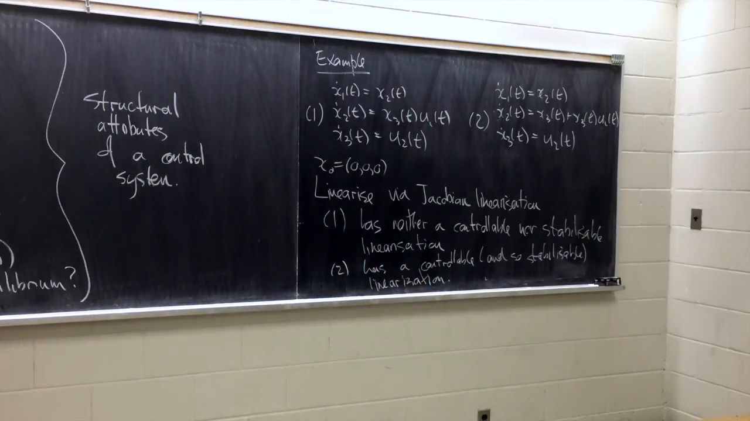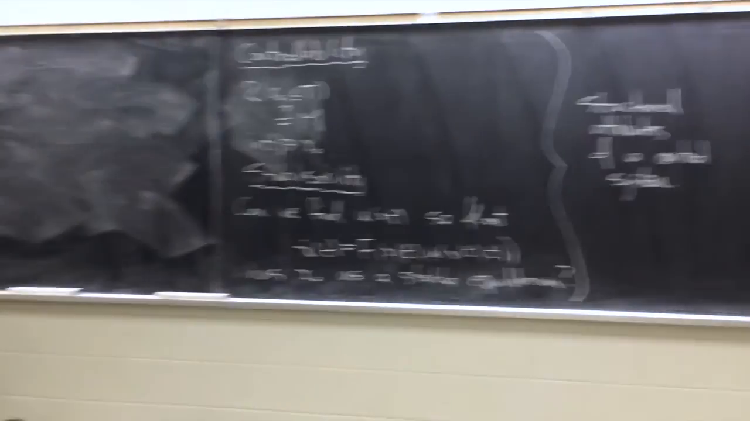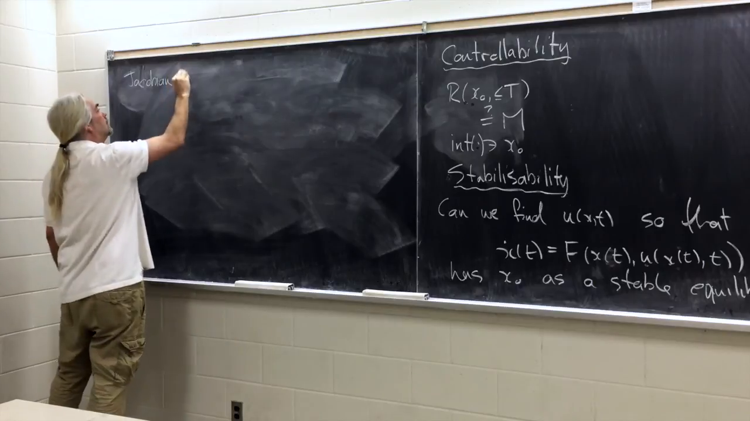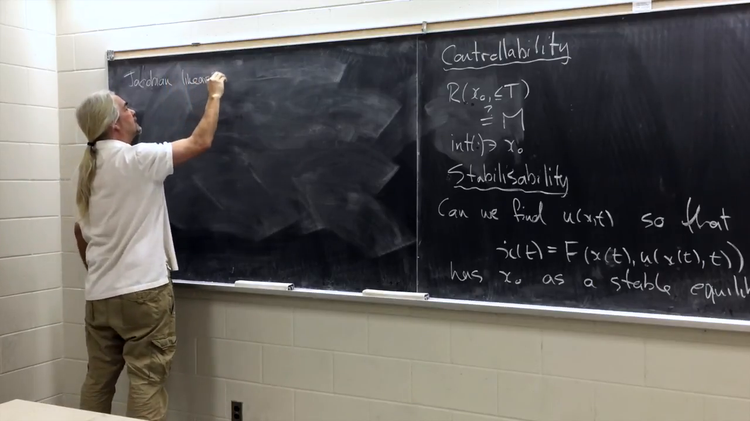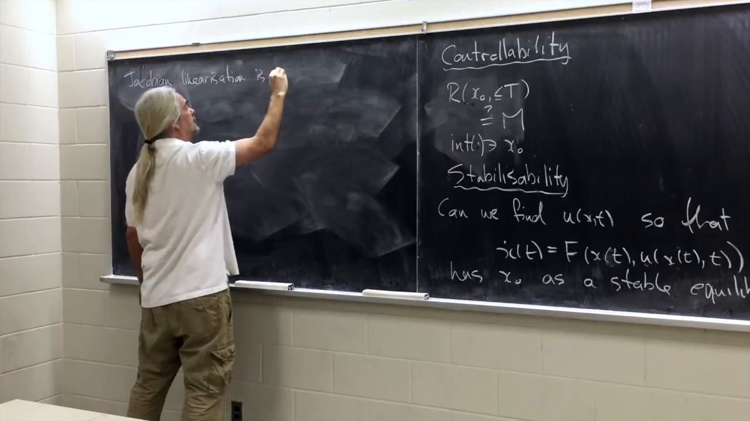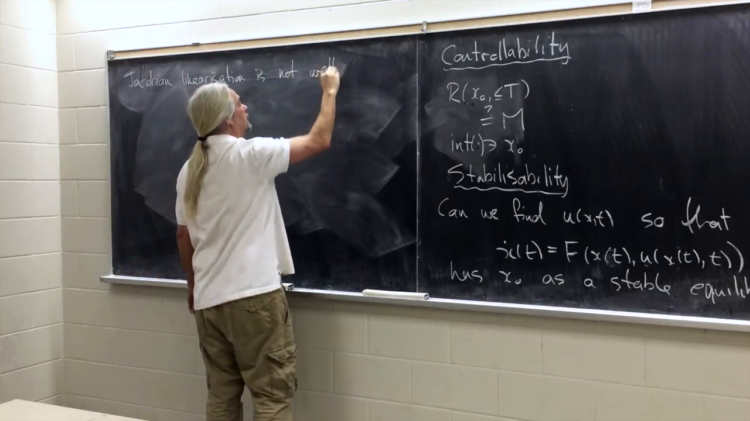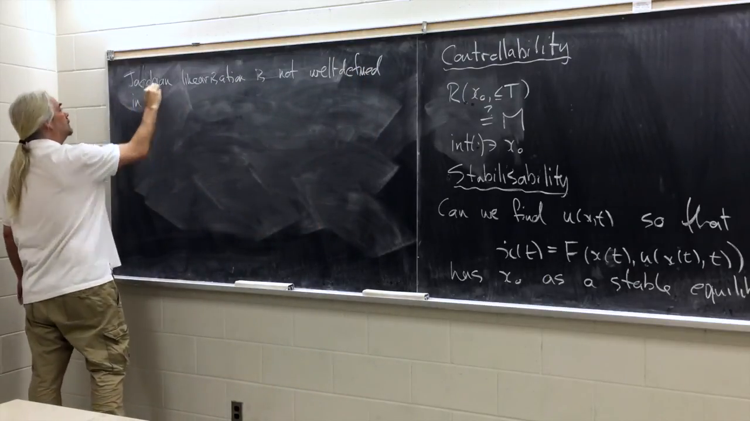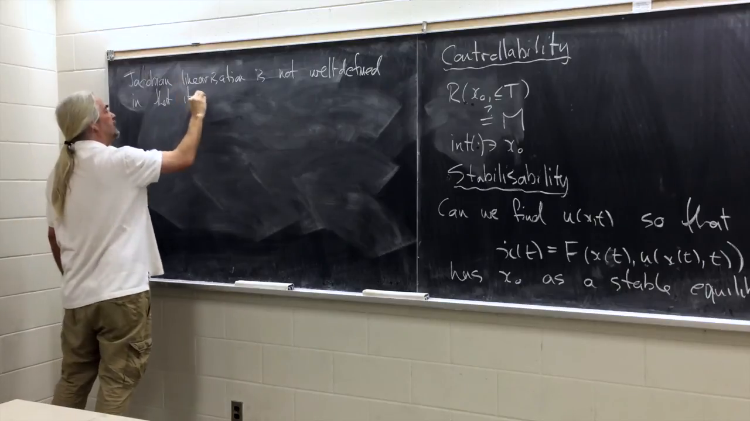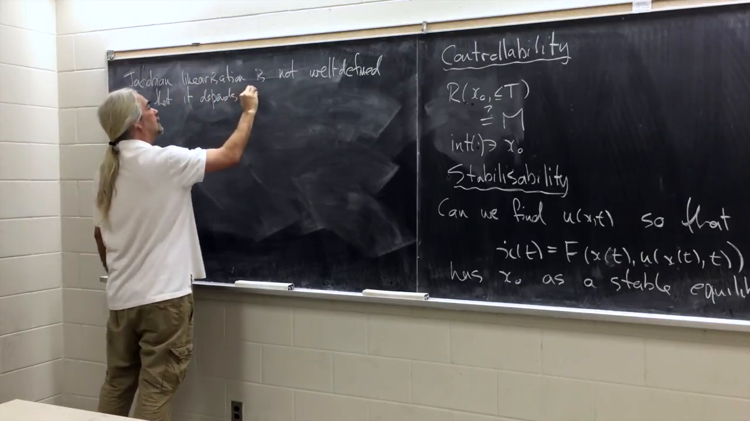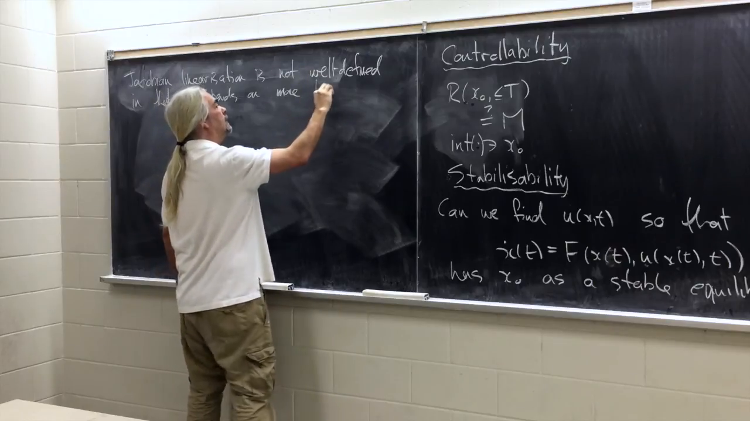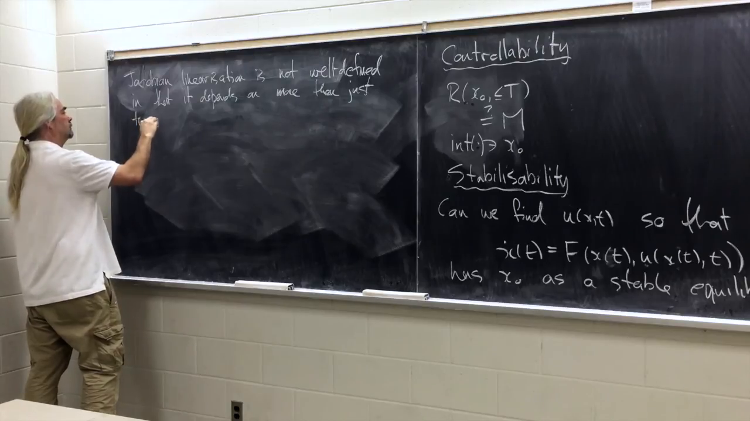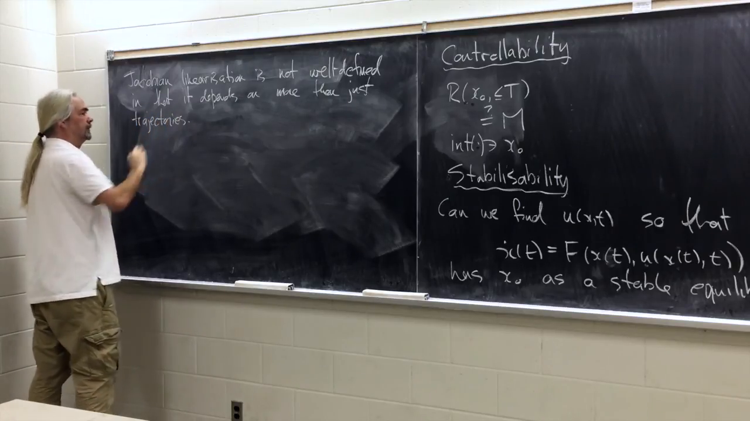Okay? So the punchline here is that Jacobian linearization is not, and I'll say just vaguely what I mean here, it's not well defined in that it depends on more than just trajectories.